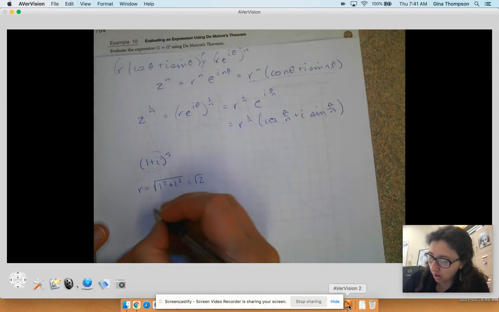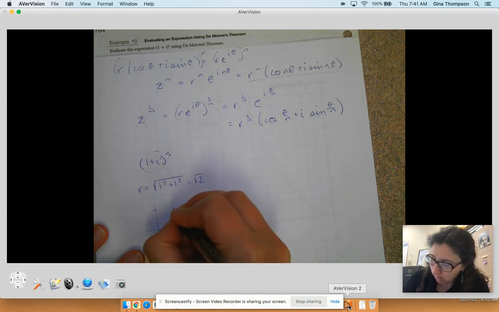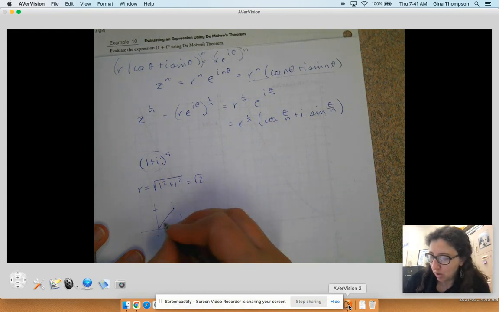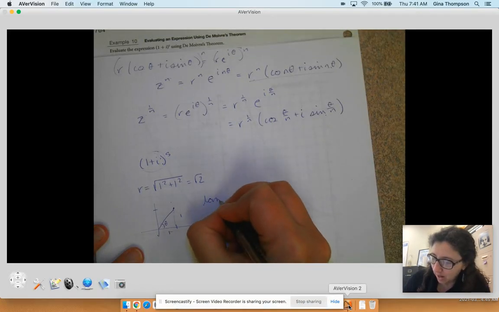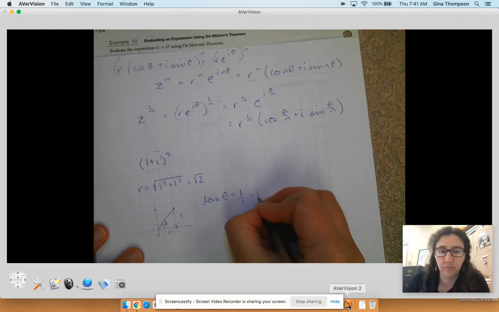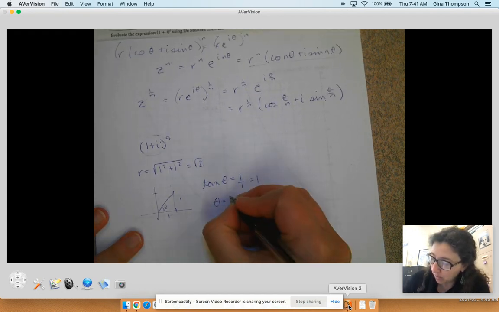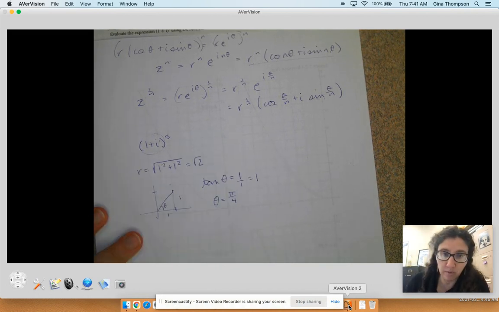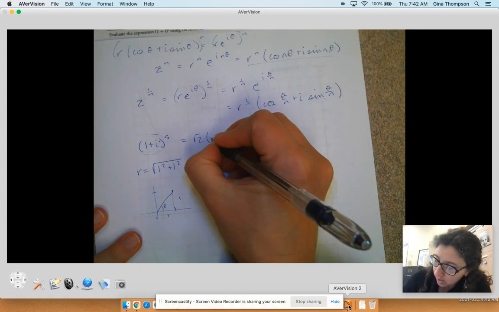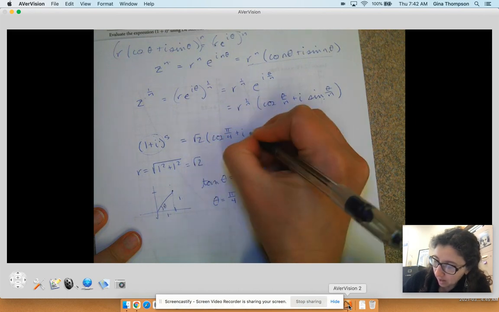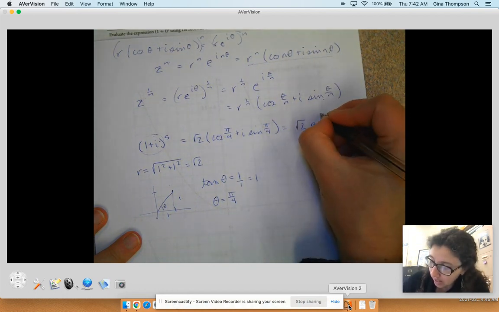And how about our theta here? Well, this is going to be over 1 and up 1. This is 1, this is 1. So here's our theta. We can say tangent of theta equals 1 over 1. So what do we know from our table? We know that theta is going to equal pi fourths. The arctangent of 1 is pi fourths. All right, so now we can write this in exponential form. We could write this as square root of 2 times cosine of pi fourths plus i sine of pi fourths, which we could also write as square root of 2 e to the i times pi fourths.